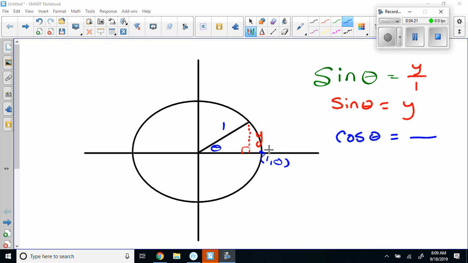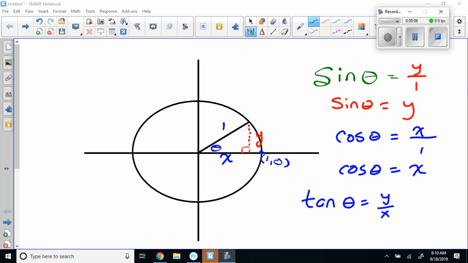Now, if I want cosine of theta, what's the relationship for cosine of theta? It's adjacent over what? Hypotenuse. And for this, it would be x over what? So we can say that the cosine of theta is equal to x. Fair enough? Now, what would the tangent of theta be? It'd be y over what? X, right? Y'all agree?